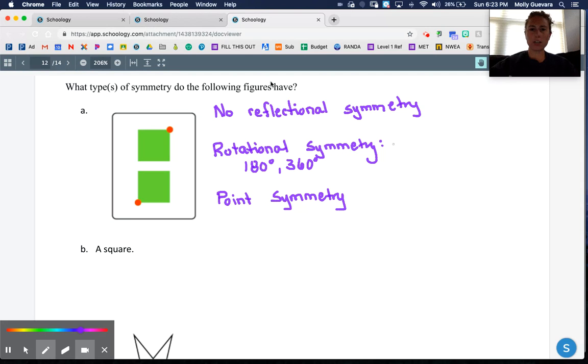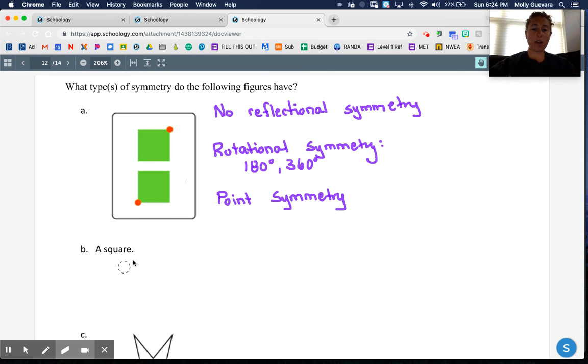All right, so let's check our first one here. First one, I have no lines of reflection. That doesn't work, this doesn't work, diagonally doesn't work. There's no way that I can draw lines of reflection here. So I actually have no reflectional symmetry. For rotational symmetry, if I use a point of rotation here, I can rotate 180 and it'll line back up, okay? So I do have rotational symmetry at 180 and 360. Since I have rotational symmetry at 180, I do have point symmetry. And those are the 3 types that we're checking for, so that's it, okay?